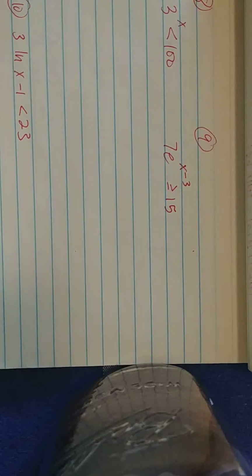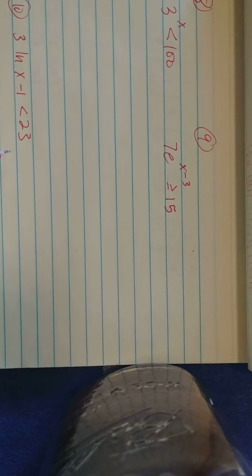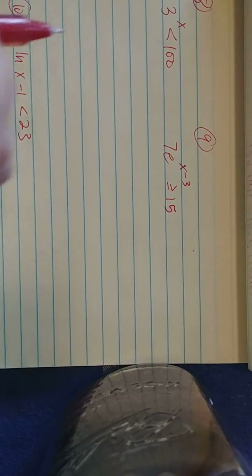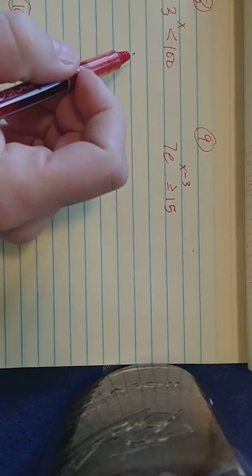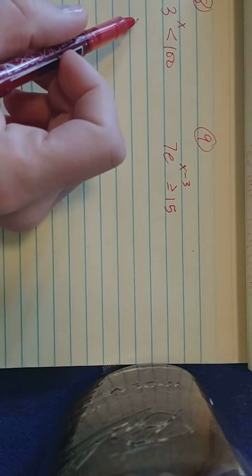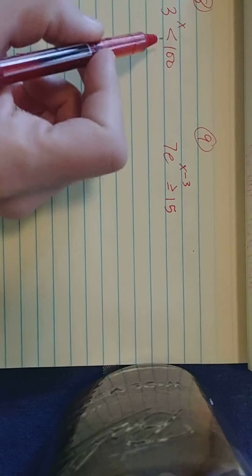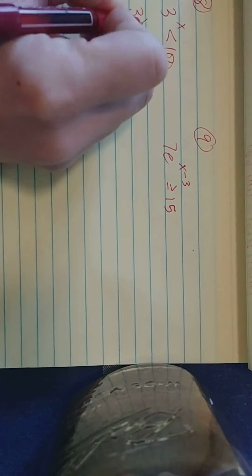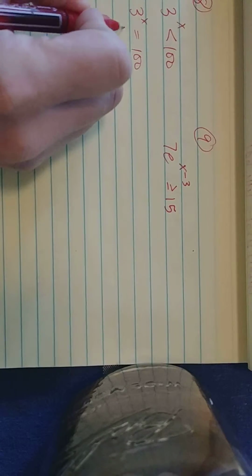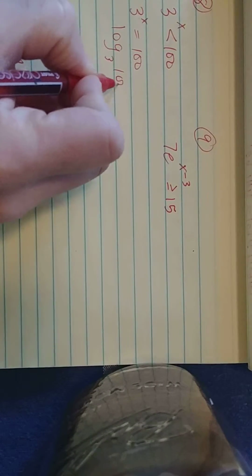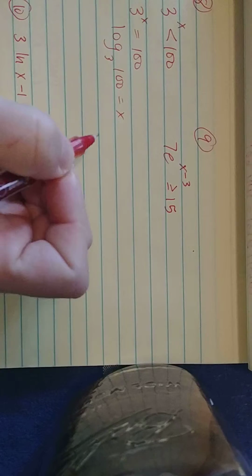This is the third video for the 6667 practice test. So here, we're solving some exponential inequalities. I'm going to treat this just like an equation. And to solve for x, I need to rewrite this as a log. So log base 3 of 100 equals x.